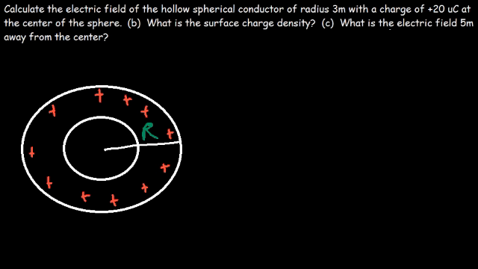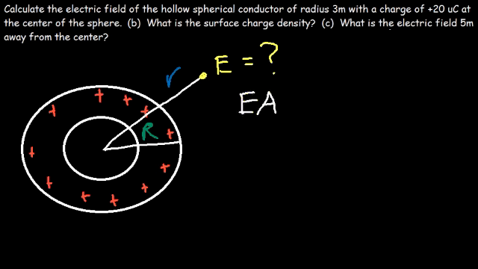Now what about part C? What is the electric field at a distance 5 meters away from the center? So what's the electric field at this point? So let's use Gauss's law to get the answer. So the electric flux, which is the product of the electric field times the area, is equal to the charge enclosed by the Gaussian surface divided by epsilon sub naught.